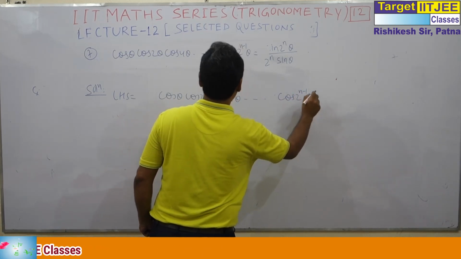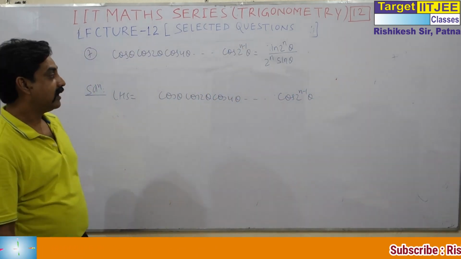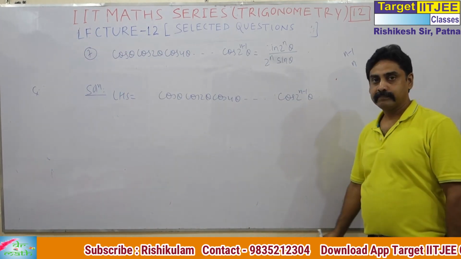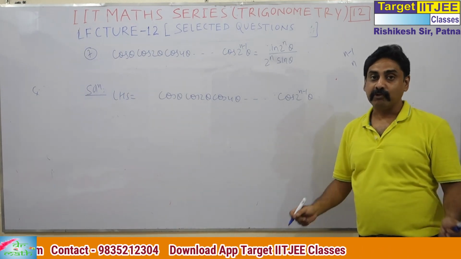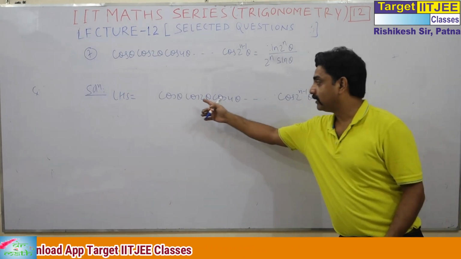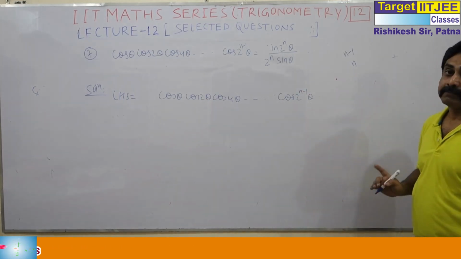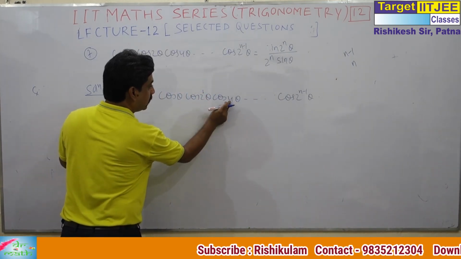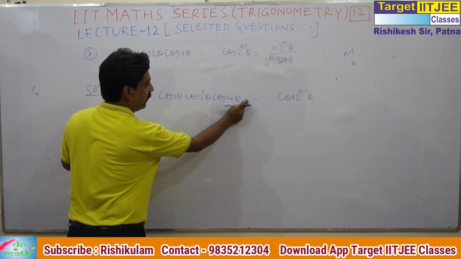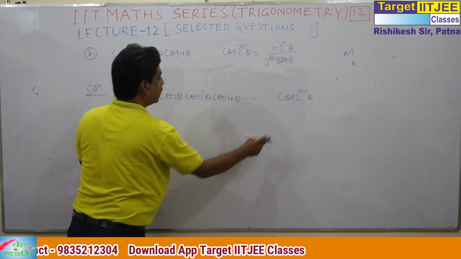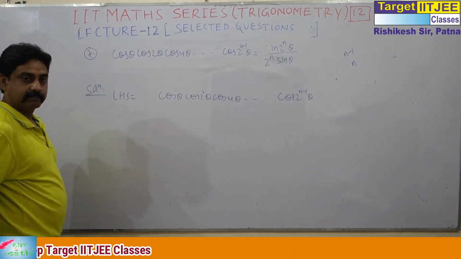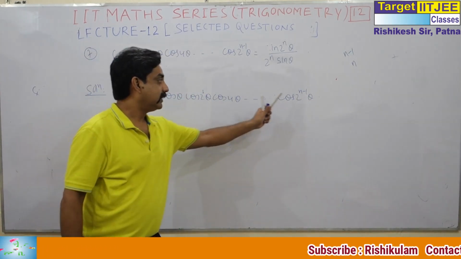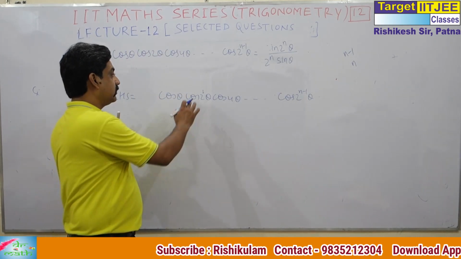Cos 2 to the power n minus 1 theta. How many terms are there? The first question is how many terms are there? Is there n minus 1 terms or n terms? Sometimes we get confused. So there are n terms. How will you decide n terms? See from here, this is 2 to the power 1, this is 2 to the power 2, this is 2 to the power 3, up to 2 to the power n minus 1. From here to here, there are n minus 1 terms, and there is 1 term also, so there are n terms.